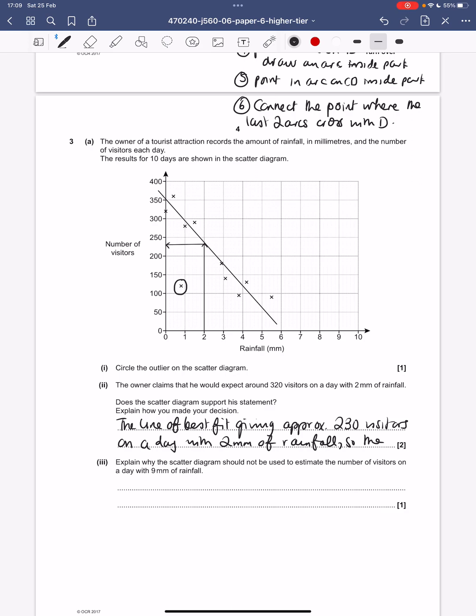So the diagram does not support his statement.